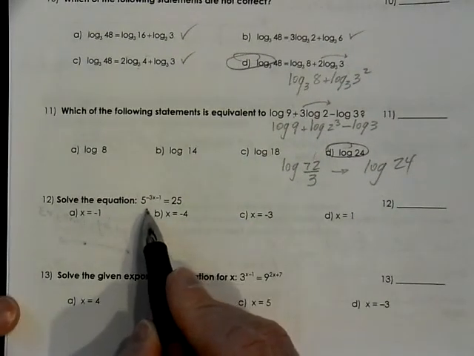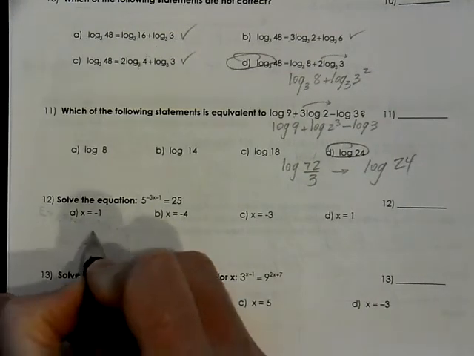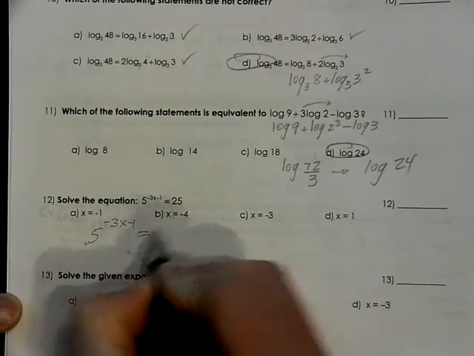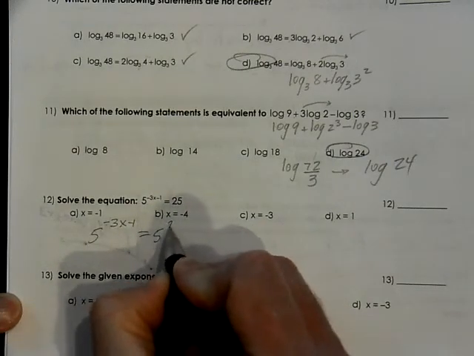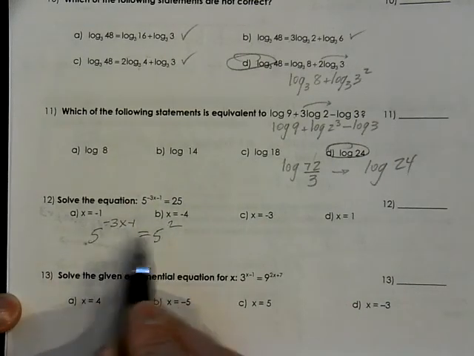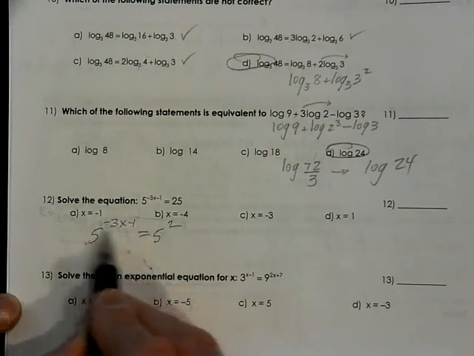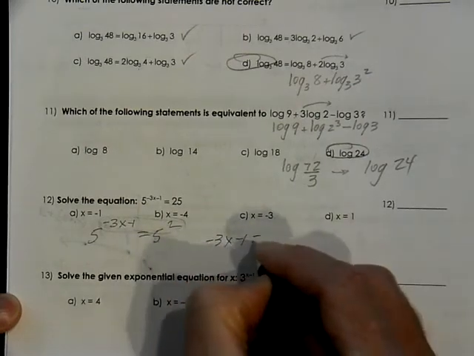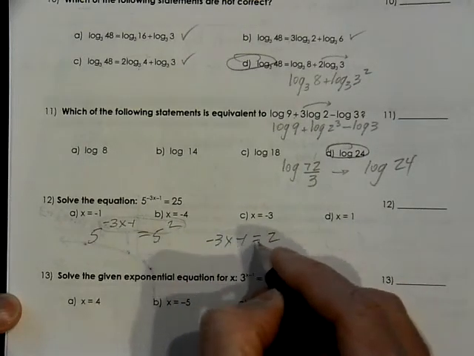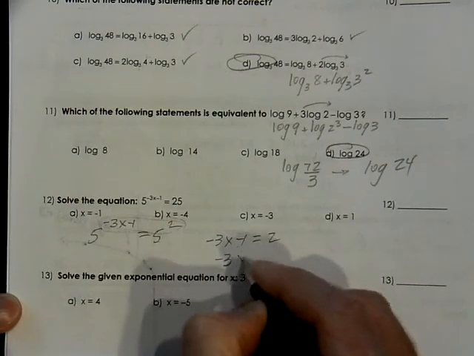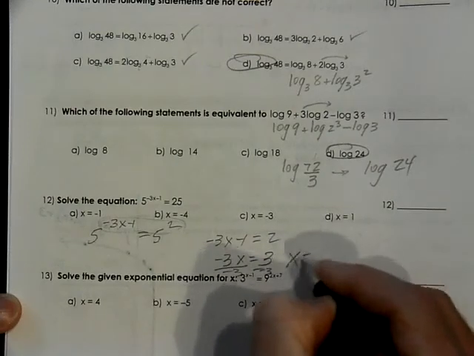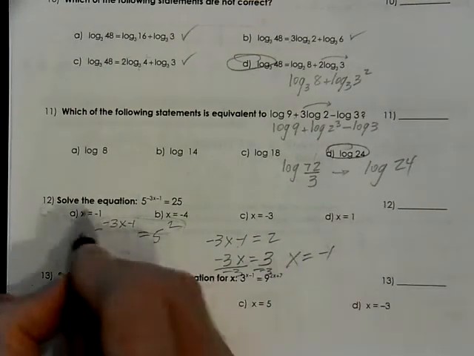I'm going to try to solve this. So what we need to have, this would be 5 to the second power. If these two bases are the same, then the exponents have to equal each other. So negative 3x minus 1 has to equal 2. So we're going to add the 1 across and divide by the negative 3. So x has to equal negative 1. There it is.